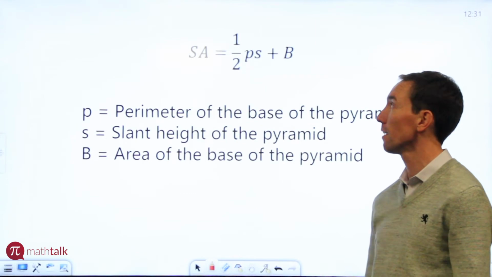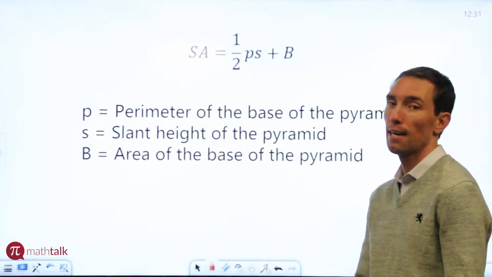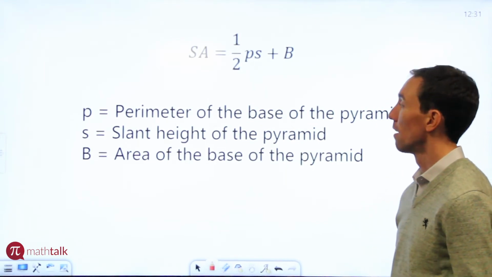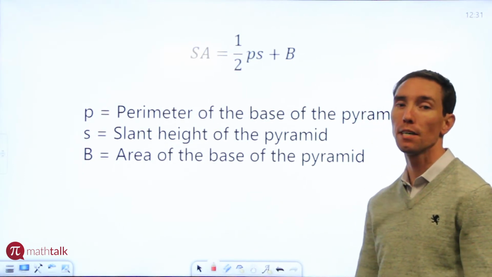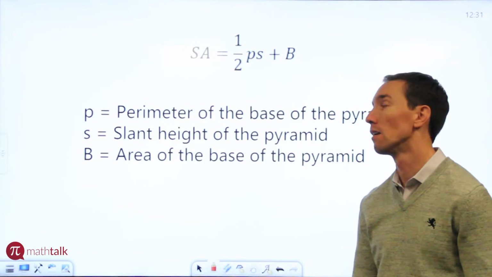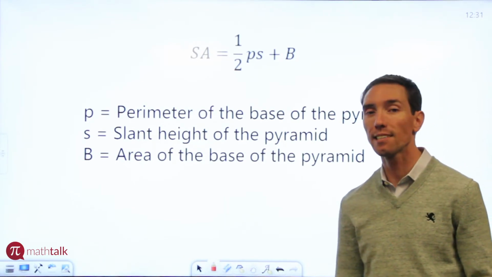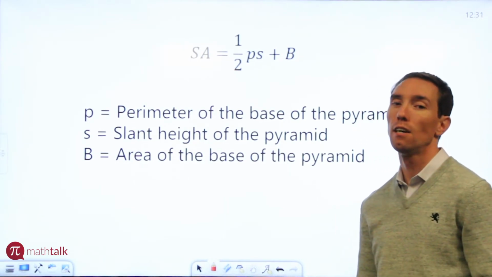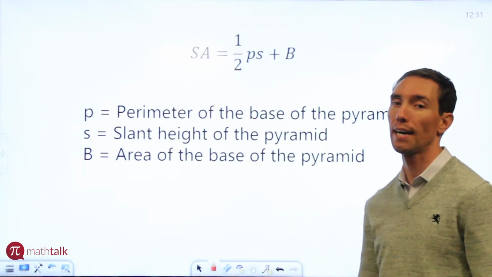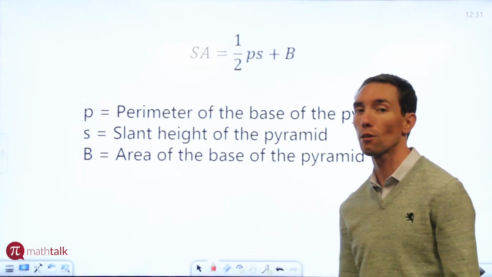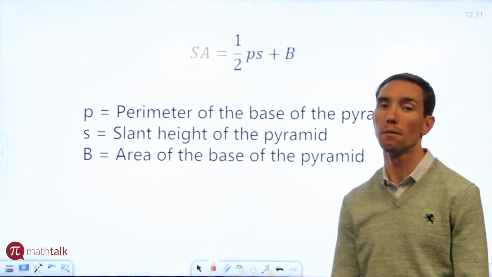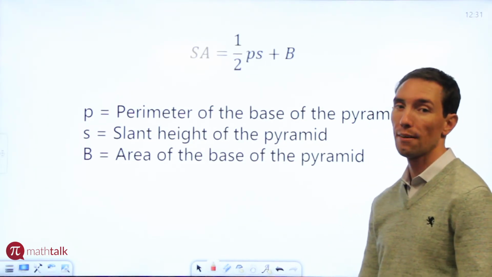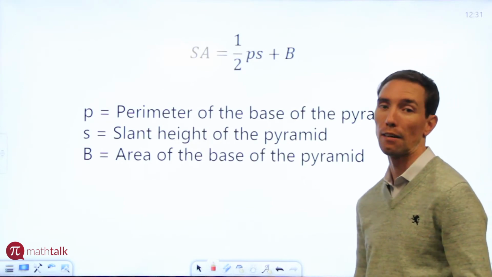So surface area equals 1/2 P times S plus capital B. So let's break down what each of those letters represent. The P is the perimeter of the base of your pyramid, so you're going to have to calculate that. The S is what's called the slant height. So pyramids go up at an angle and they have a height to it on that slant, and so you need to use that as well. And the capital B represents the area of the base of your pyramid. So you're going to have to calculate the perimeter and the area of your base.